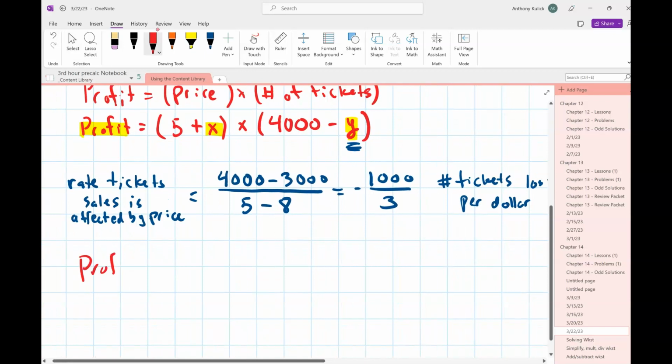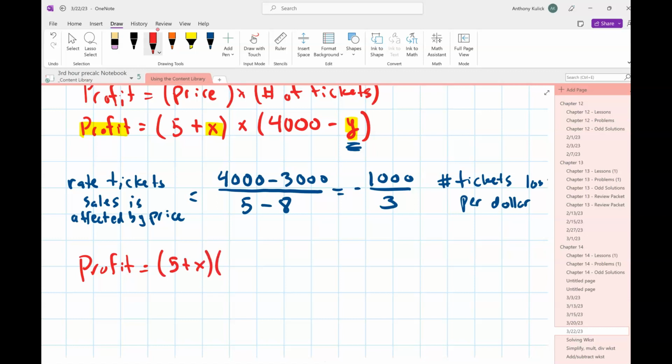So I can say then my function for my profit is (5 plus x) times (4,000 minus 1,000 over 3x). So for example, when x is 3, the cost of the ticket is $8, and I sell 3,000 tickets, right? So this checks out, like when I plug in my values for x, I get the points, right? When x is 0, I sell $5 tickets and there's 4,000 sold, which is the other data point. So this looks good.